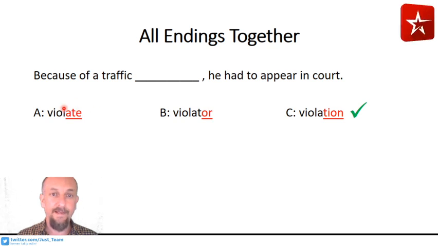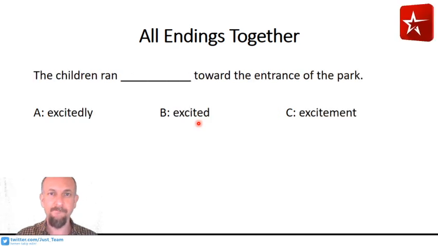So why is A not correct? Well, okay, we have a noun, but we have because of a traffic. Traffic is an adjective. So we know after adjectives we need to have a noun here. Violator would actually describe a job, because he was a violator, maybe. He had to appear in court, but that would be stupid.